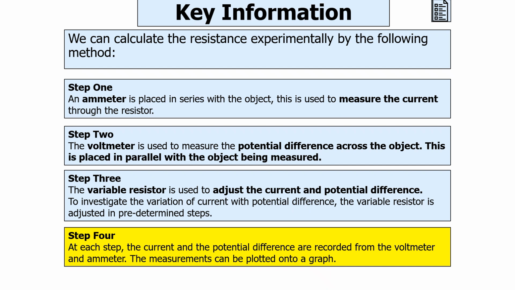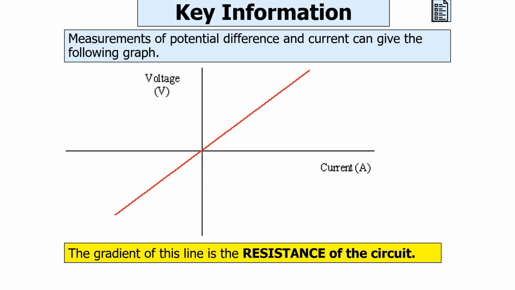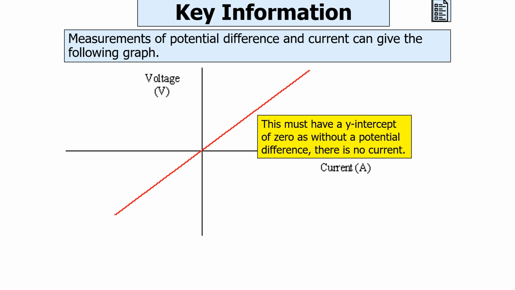The measurements can then be plotted onto a graph. So the measurements of potential difference and current can give the following graph. The gradient of this line is the resistance of our circuit. This must have a y-intercept of 0, as with no potential difference, no current will flow.